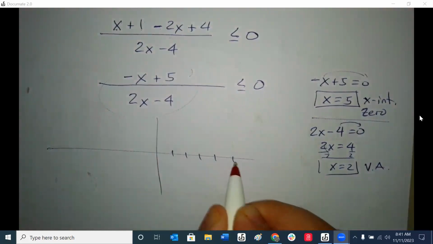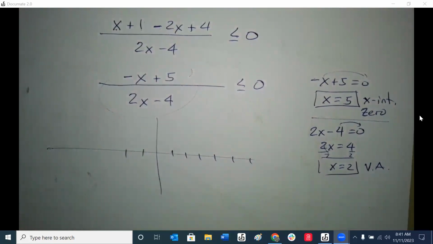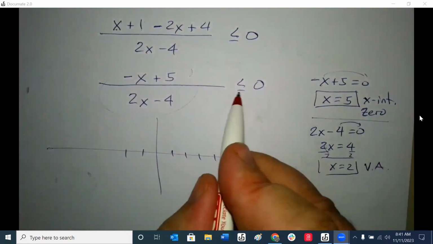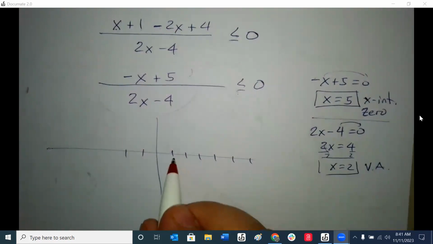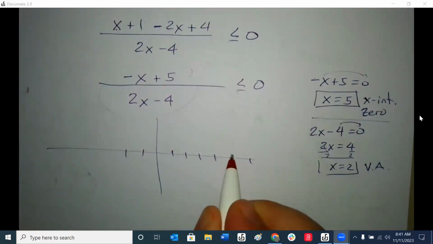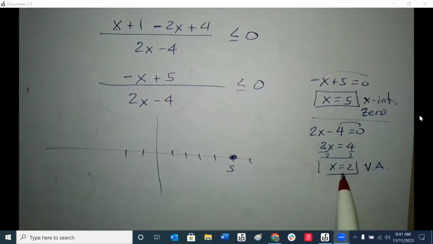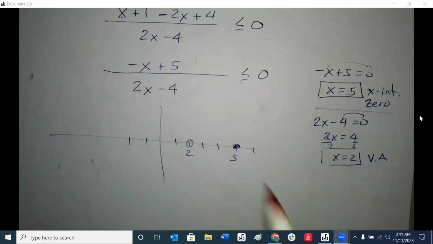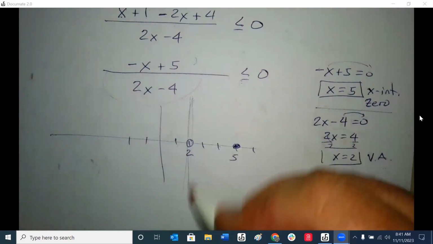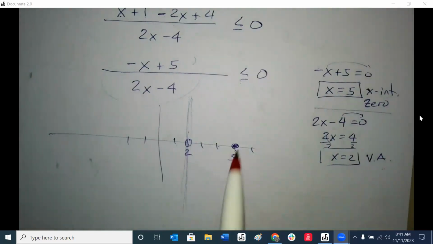Two, three, four, five, 6. So we have, okay, since these are equal, I can equal 0. 1, 2, 3, 4, 5. So I put a solid dot there. This is the bottom number, so vertical asymptote. So I can never use that. So I'm going to have a vertical asymptote here. And that's an x-intercept there.